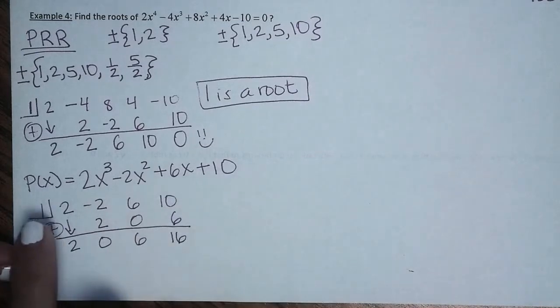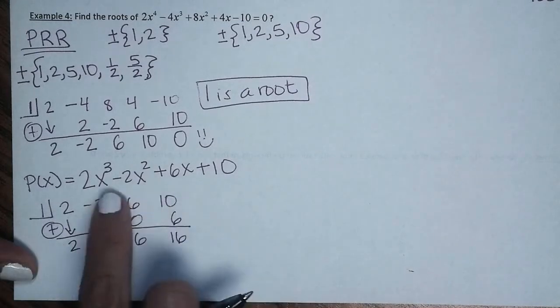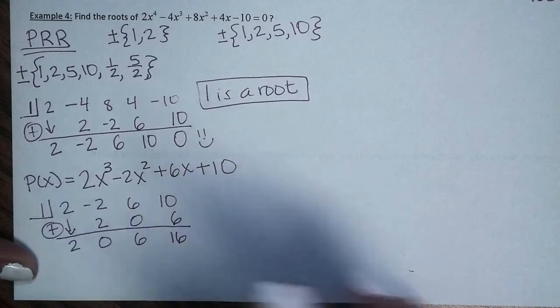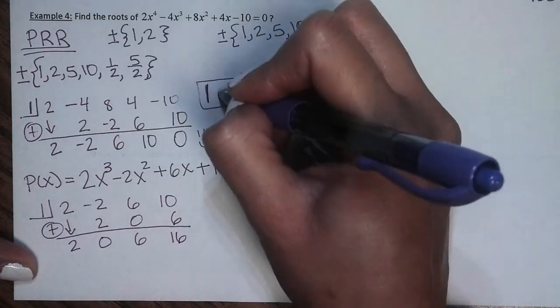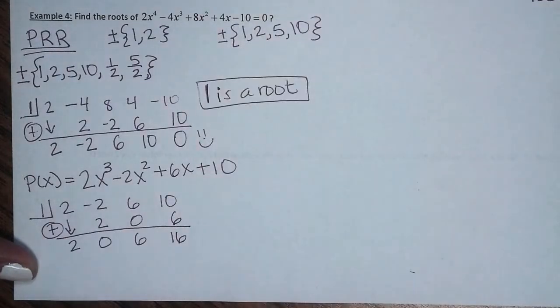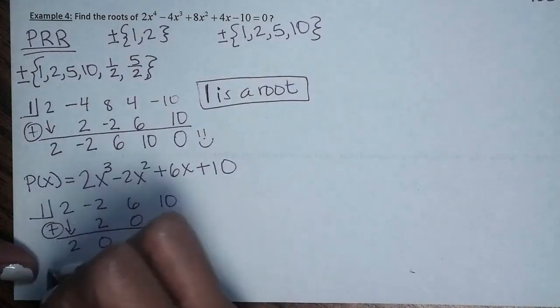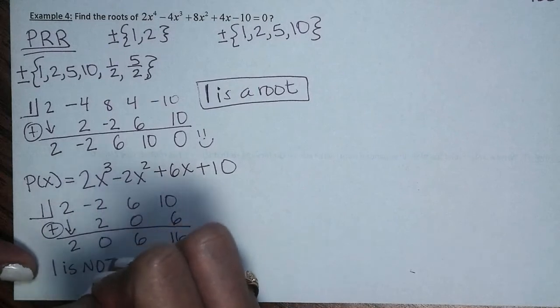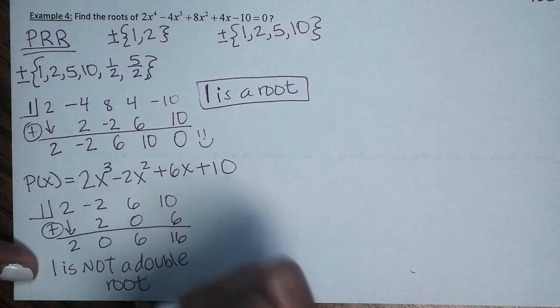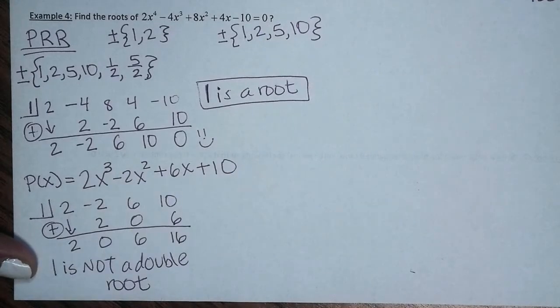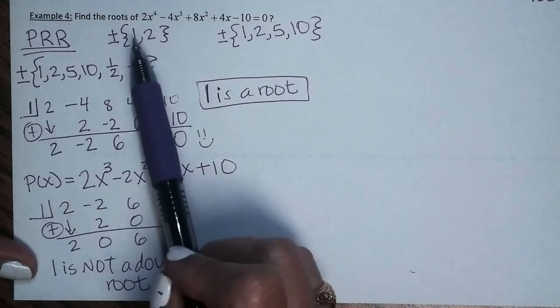Okay, so this 1 is not a root again of the cubic. So that means that 1 is not a double root. So 1 is still a root because it was a root of the quartic. So 1 is a root, but 1 is not a double root. Okay, so now we need to go ahead and try to find another root. So I already tried 1, that didn't work.